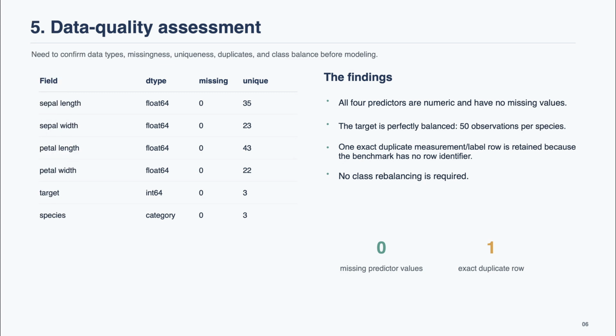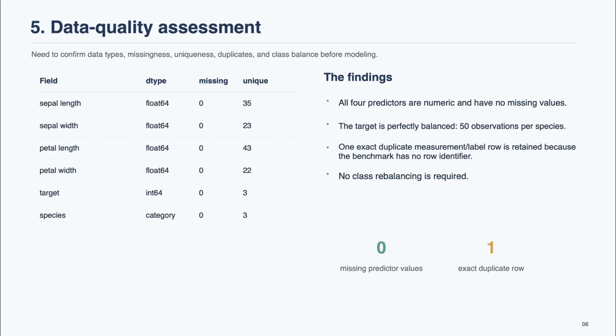Before modeling, we need to check whether the data is suitable for analysis. The Jupyter Notebook checks data types, missing values, unique values, duplicate rows, and class balance. All four predictor columns are numeric, and there are no missing values. The target is also clean and balanced, with 50 observations for each species.